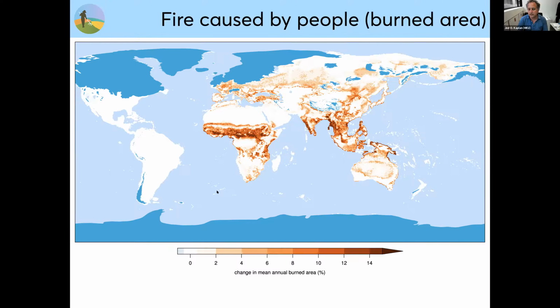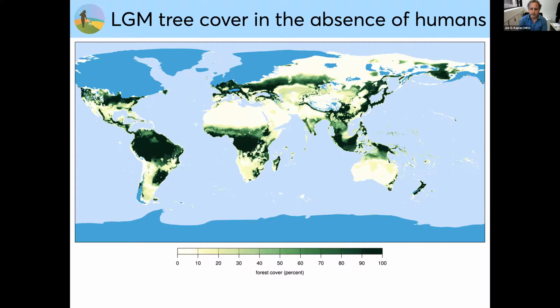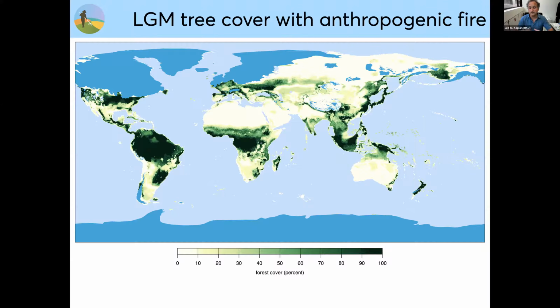So this increase in fire over the natural background levels caused by people would have led to changes in forest cover. And so here what we see is forest cover in the last glacial maximum in the absence of humans. And when we put humans onto the map, into the model, we see this opening of the landscape. Now it's not everywhere.